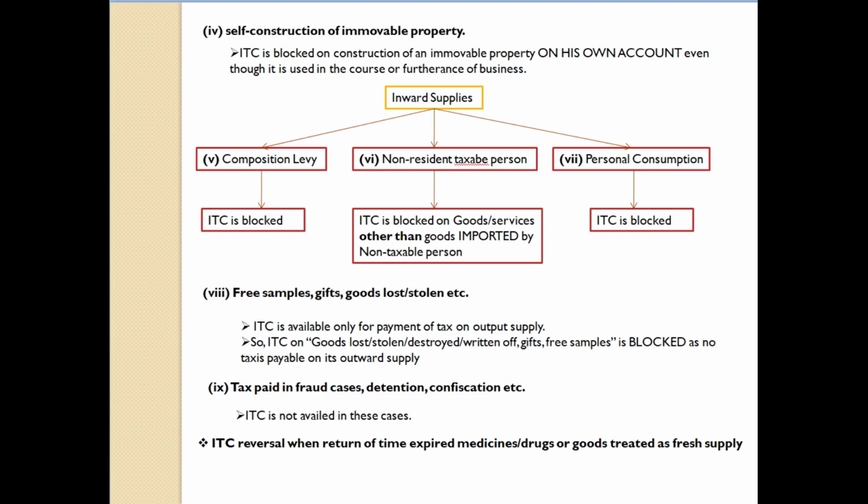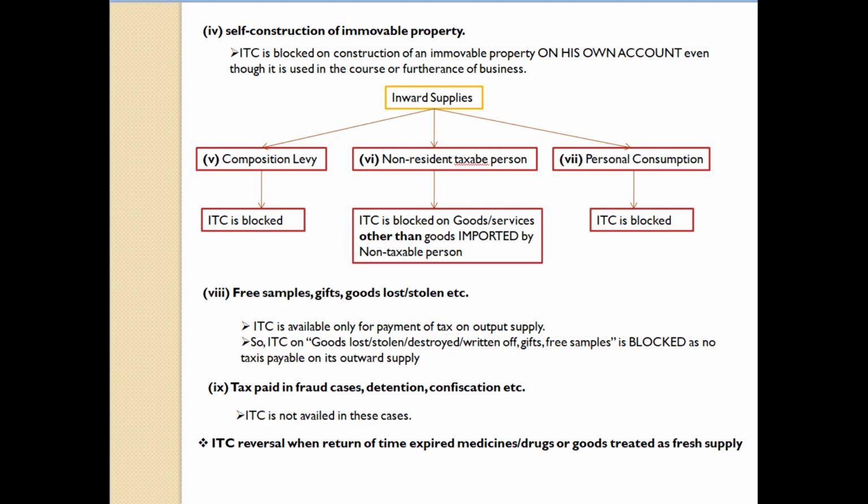They are, first, inward supplies charged to tax under composition levy. If a supplier is registered under the composition scheme, he cannot collect tax from his customer, so the recipient cannot avail input tax credit in respect of such supplies. And next, inward supplies received by a non-resident taxable person who has no fixed place of business in India, and tax paid by him on goods or services is not available as input tax credit. But if a non-resident taxable person supplies imported goods, tax paid by him on such imported goods is allowed as ITC.